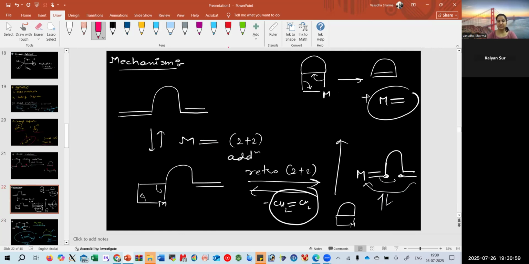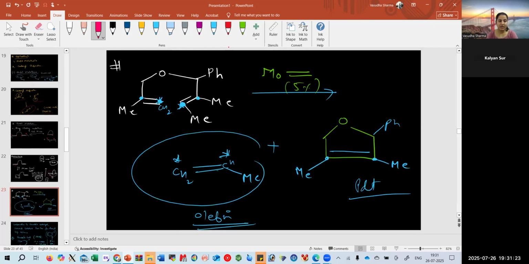Similarly, this is the mechanism that we have, that these are the parts, and firstly it will undergo 2 plus 2 addition, forming a cyclobutane type of intermediate, and after that retro 2 plus 2 and forming double bond over here. Since we started with this one, we ended up making a new intermediate involving the metal center, and that would release your desired product and the olefin.